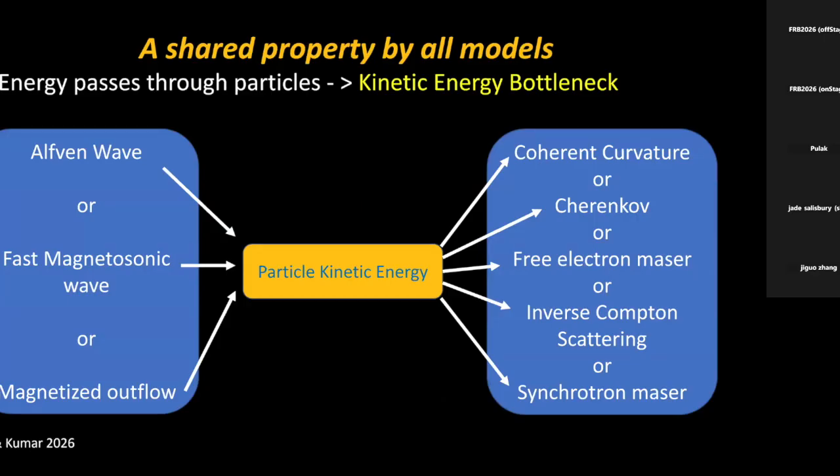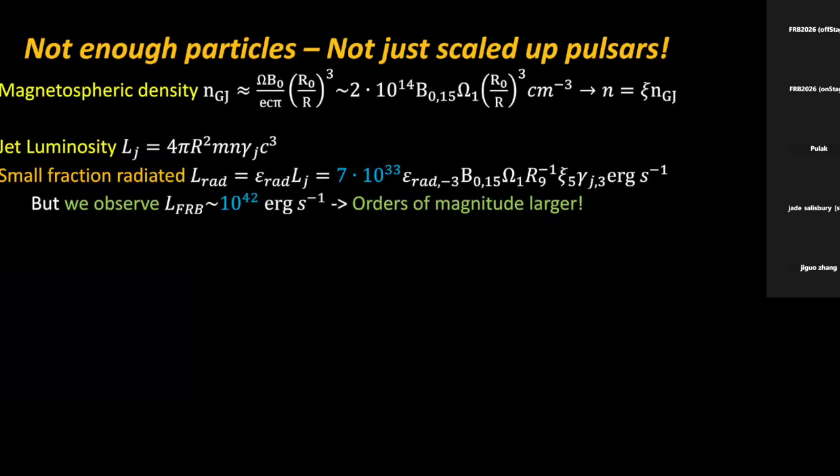You can see them listed on the left. There are all sorts of different ways that the energy can be radiated, and you see it on the right. And in all the different models, at some point most of the energy passes through now. It turns out that this has very significant implications, and I will show them very quickly.